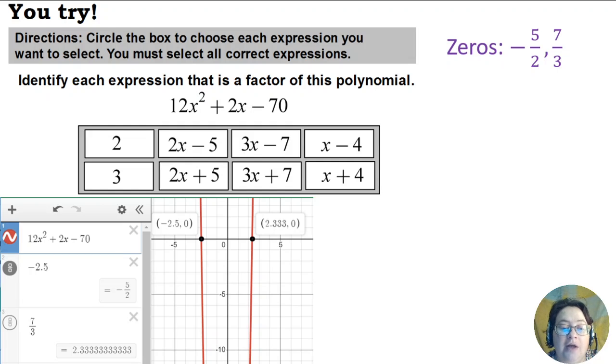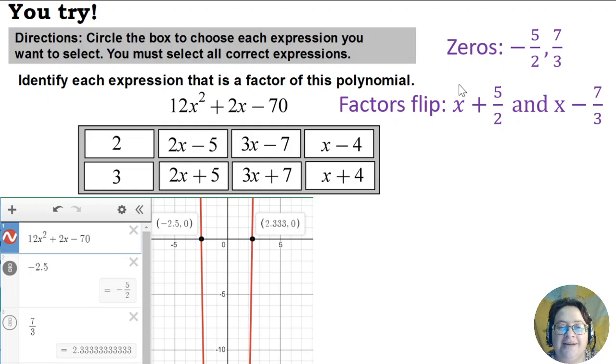From this point, I want you guys to try this out on your own. Pause the video, find your factors and your greatest common factor, and come back here and check your answer. You should have gotten x plus 5 halves as the next step and x minus 7/3. Slip and slide. Our 2 goes in front of x. Our 3 goes in front of x here. So we write them out. 2x plus 5 times 3x minus 7.